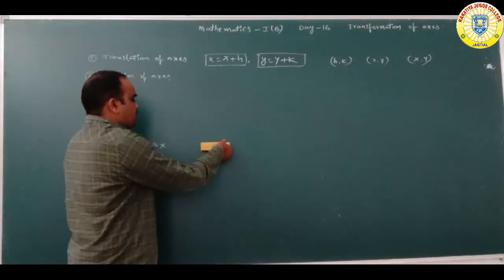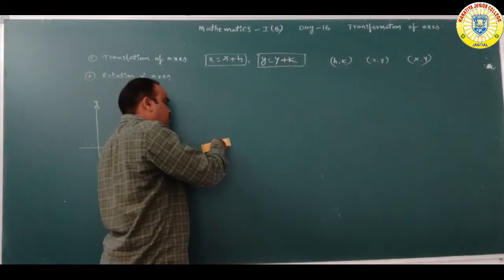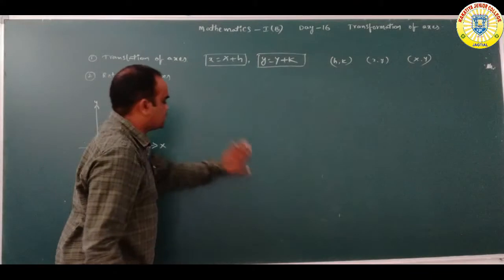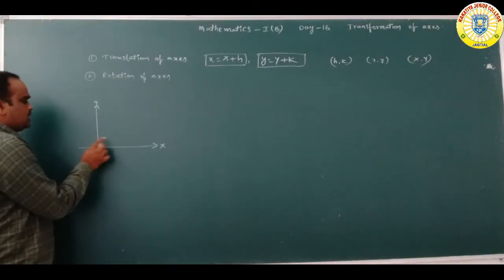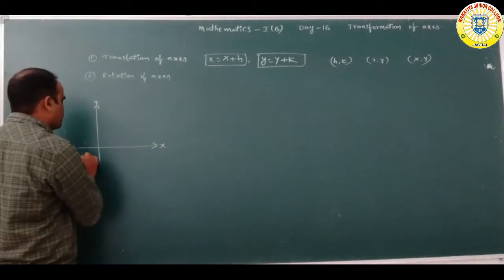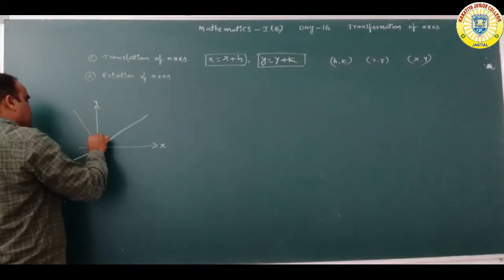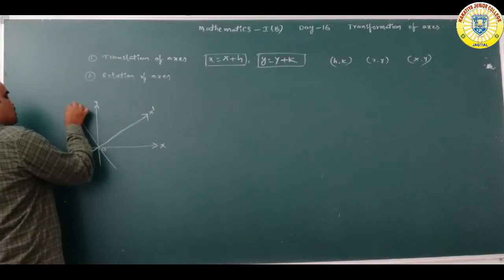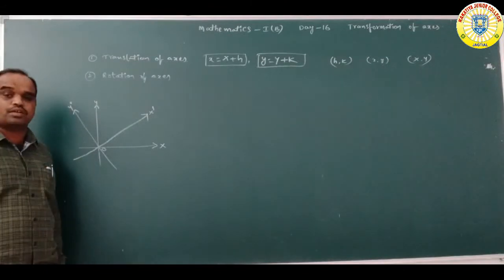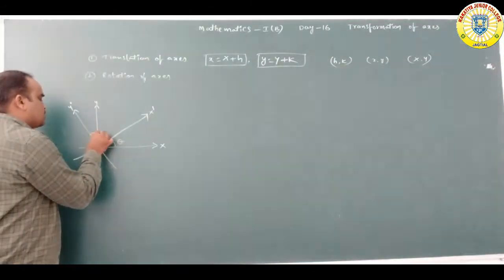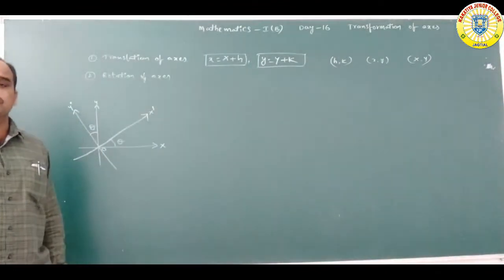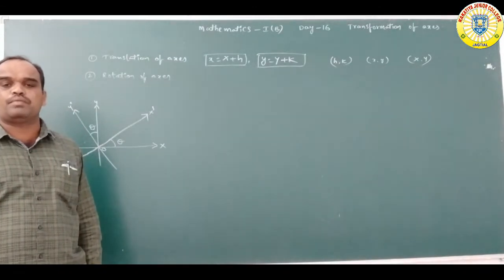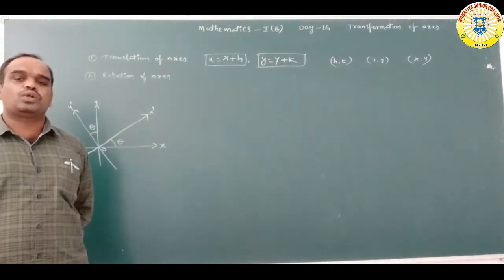See here, the x-axis is in the same place, but we are rotating this axis like this. Without changing the position of the origin, both the x-axis and y-axis are rotated. This is the original axis, this is the new x-axis, this is the new y-axis. Here the angle rotated is theta, and here also we rotated theta. This type of transformation is called rotation of axis.